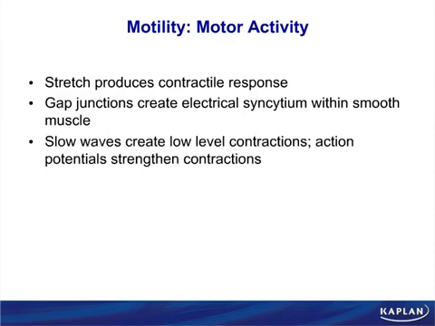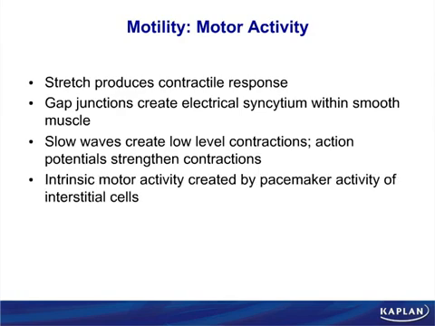There are slow waves that go through the bowel, and they create low-level contractions and action potentials that strengthen those contractions as you go through in slow waves. The intrinsic motor activity created by the pacemaker activity of the interstitial cells is different based on the level of the bowel. It's slower in the stomach at around 3 times a minute, faster in the duodenum at about 10 or 12, 14 times sometimes a minute, and in the middle between the colon and the jejunum and the ileum.